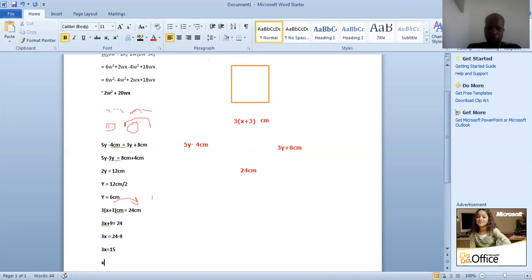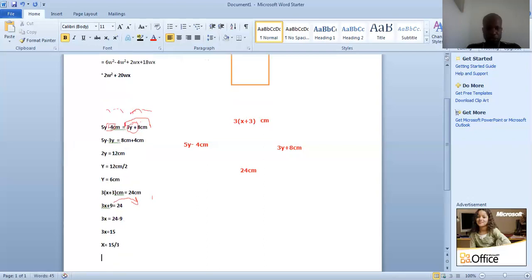So the value of x is equal to 15 divided by 3. So this means that x is equal to 5. 3 into 15, the answer is 5. So the value of x is 5, and the value of y is 6.